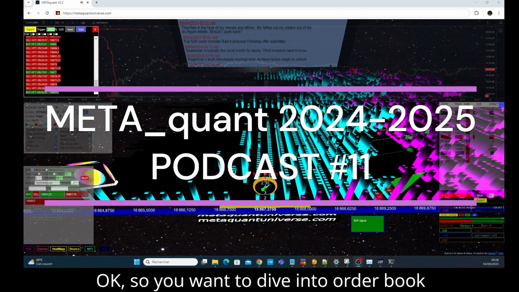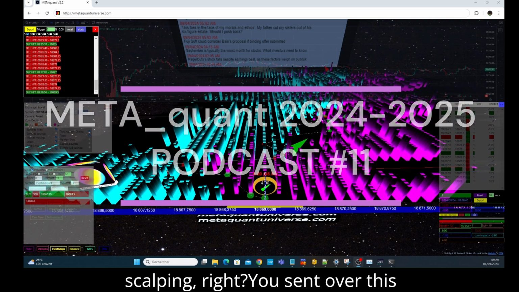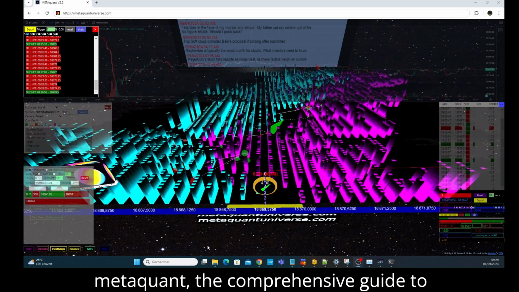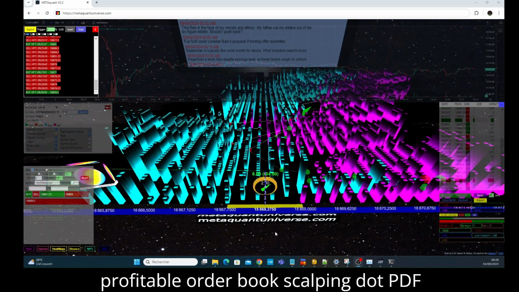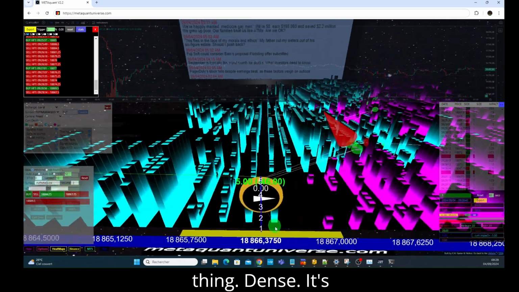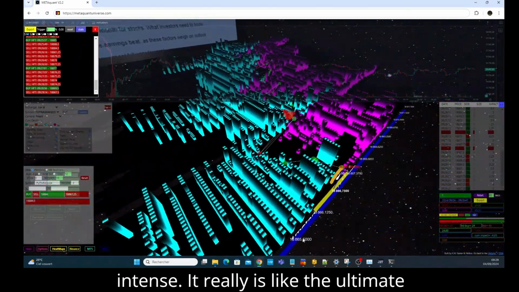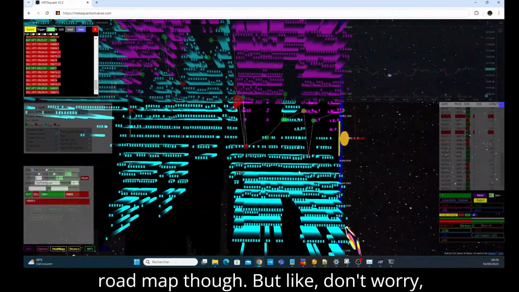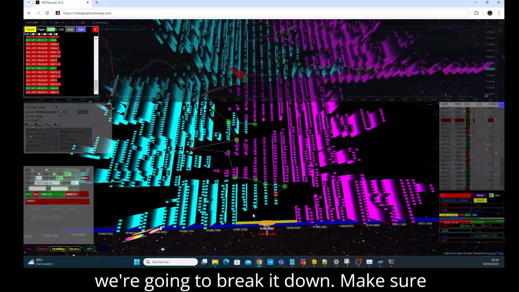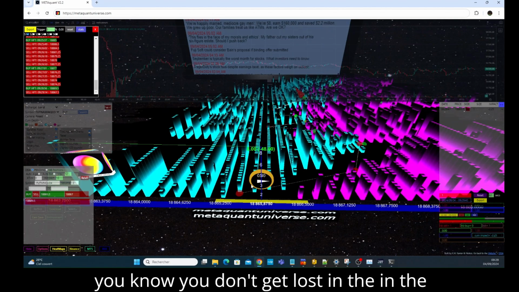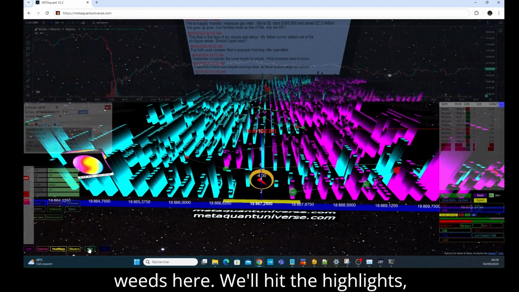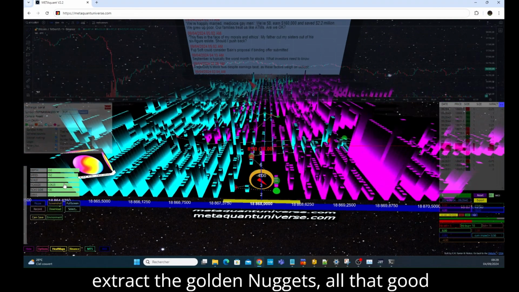Okay, so you want to dive into order book scalping, right? Yeah. You sent over this MetaQuant, the comprehensive guide to profitable order book scalping PDF. It's dense, it's intense. It really is like the ultimate roadmap, though. But don't worry, we're going to break it down, make sure you don't get lost in the weeds. We'll hit the highlights, extract the golden nuggets, all that good stuff.